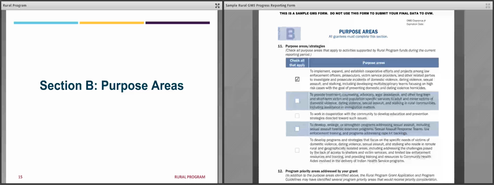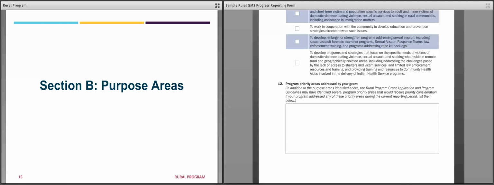Section B, purpose areas. So all grantees should complete this section as indicated by the little memo right here. All grantees must complete this section. So here you should check all purpose areas that apply to activities engaged in with rural funds during the current reporting period. If you are not sure which purpose areas apply to your grant program, you should refer to your grant proposal. If some of your purpose areas change, you can check them in this question. Please know that your program specialist must approve all changes to your purpose areas.